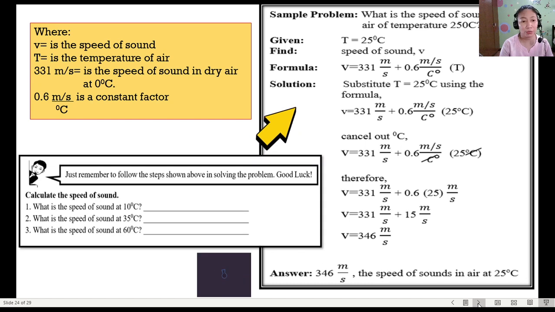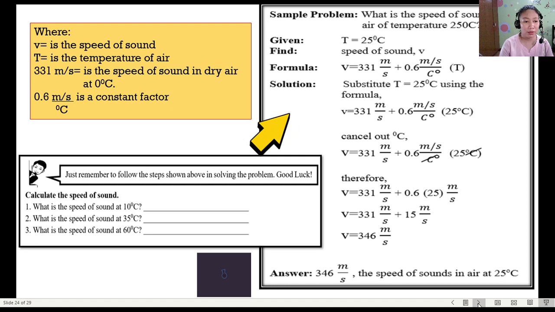So, tulad dito sa problem solving na 'to, when we calculate the speed of sound, substitute nyo lang sa temperature yung 10 degrees Celsius, 35 degrees Celsius, 60 degrees Celsius. Example, number 1, 10 degrees Celsius. So, 10 degrees Celsius multiplied by 0.6, cancel nyo yung Celsius both sides, and then yung sagot add sa 331. Ganun din sa number 2, 35 degrees Celsius multiplied by 0.6, and then add sa 331.